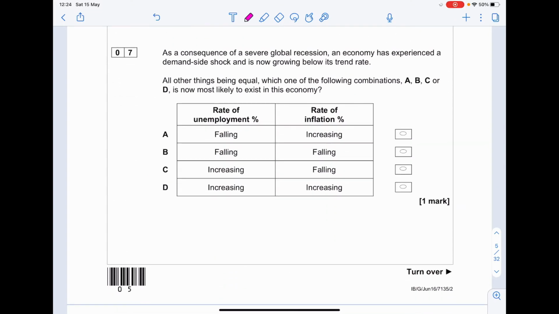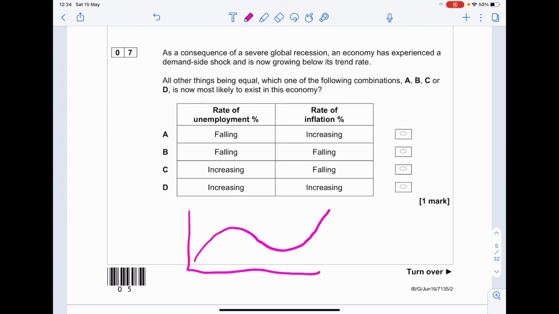Right, number 7. So this is one where you've got a lot of things going on. Right, so as a consequence of a severe global recession, an economy has experienced a demand side shock and is now growing below its trend rate. So let's just look at what that means.